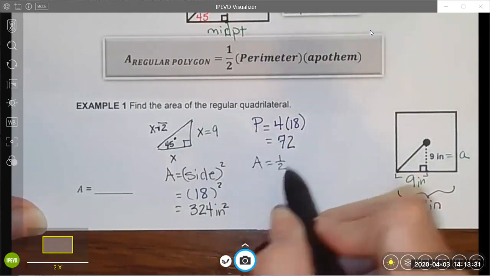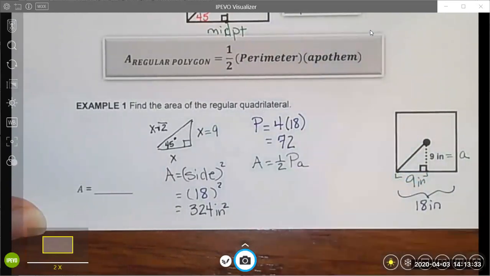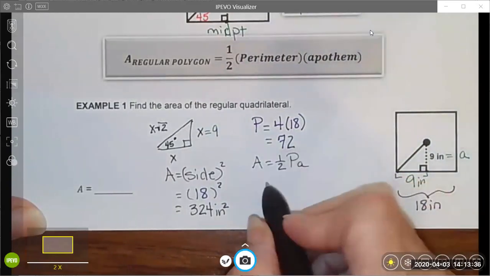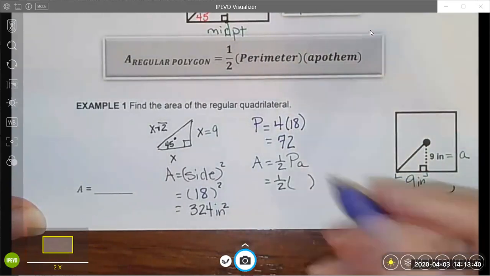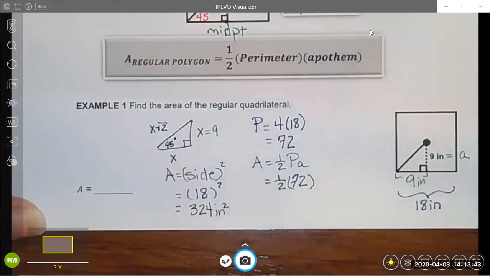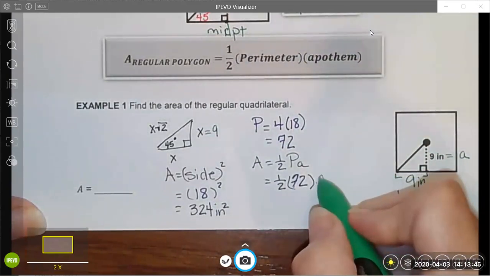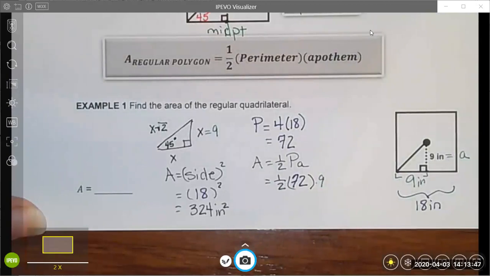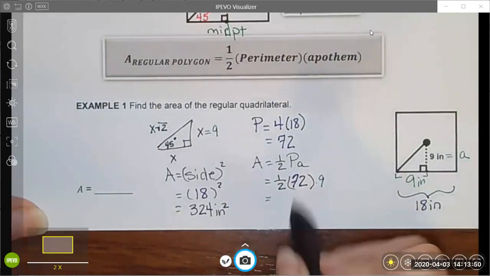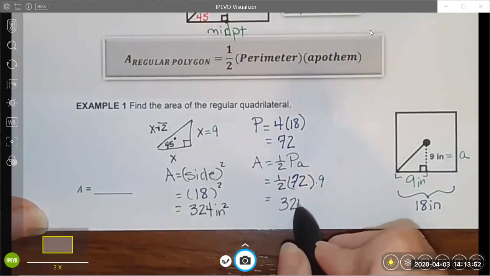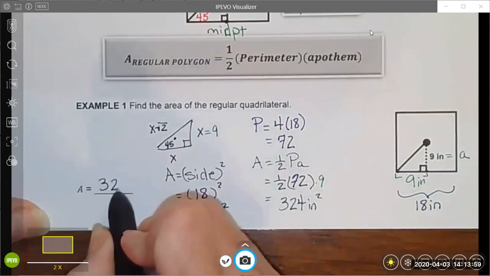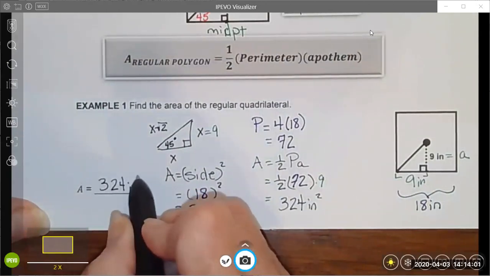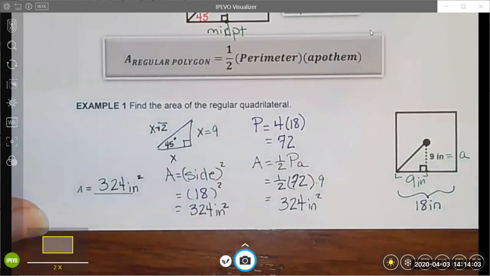I like rewriting the formula because then it just becomes a substitution exercise. I know my perimeter is 72. I know my apothem is 9, and I can throw all of this into a calculator. I can do some mental math, and the result is the same as when I calculated it using side squared. So the area of this particular square is 324 inches squared.